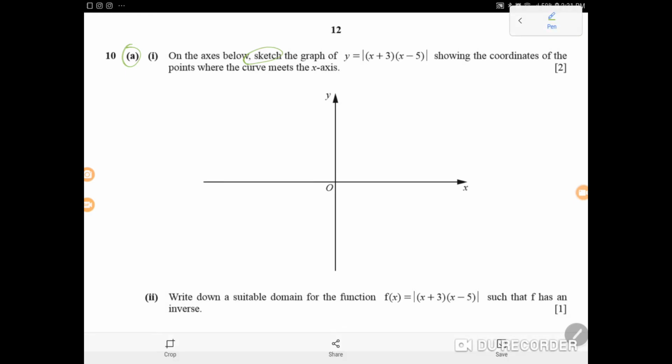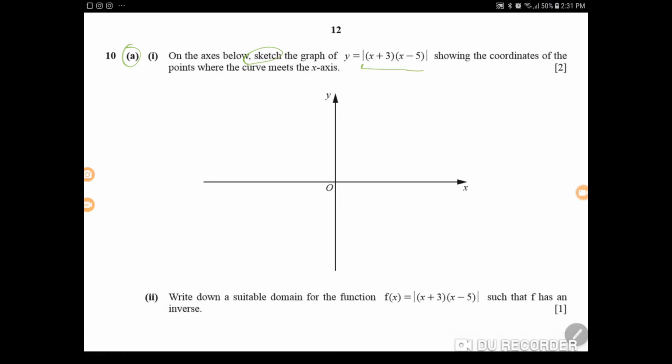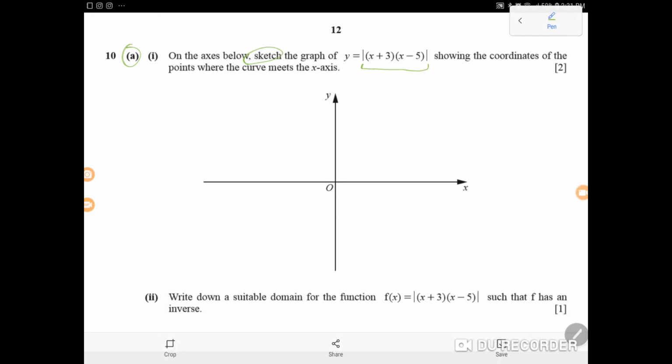To sketch a graph, of course, you have to know what function is to be sketched. In this case, it is obviously an absolute function. However, you have to take a look inside the absolute symbol itself. What is inside the absolute symbol is a quadratic function. So you need to know how to sketch a quadratic function. If you don't know how to sketch quadratic functions, it will be very hard for you to sketch this graph.